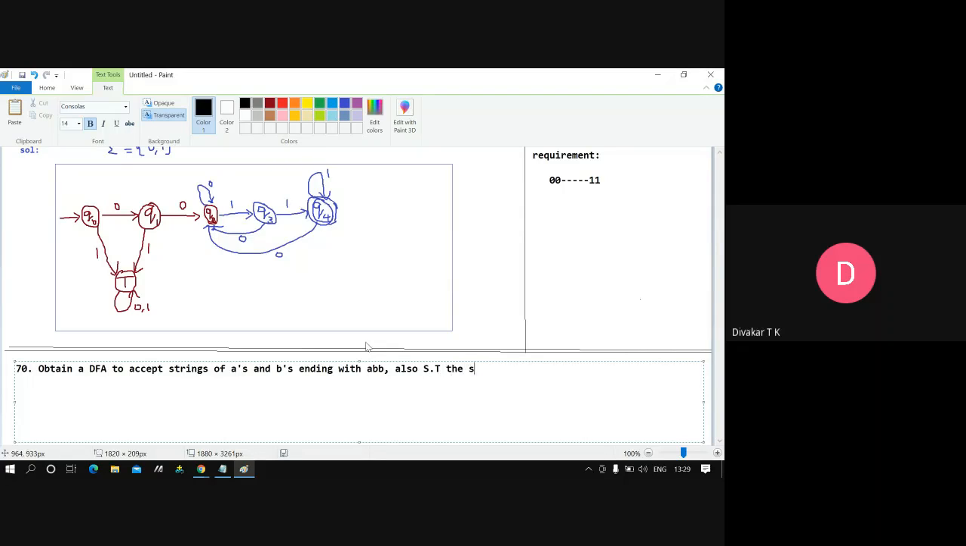Okay, then show that the string A, A, A, B, B is accepted by the DFA. It's accepted by the DFA, guys.